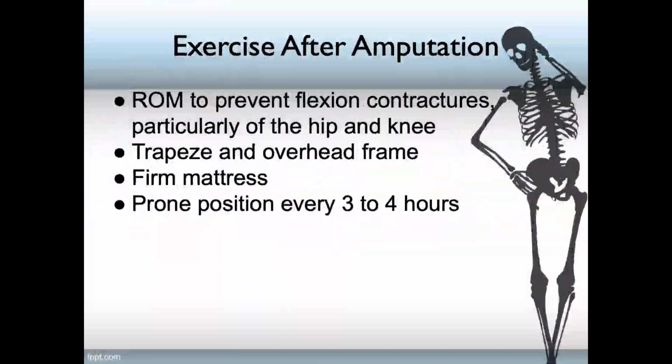A neuroma is a sensitive tumor consisting of damaged nerve cells, which forms most often in amputations of the upper extremity but can occur anywhere, whereas flexion contractures of the hip and knee are the most frequently seen in patients with amputations of the lower extremity. So use range of motion to prevent these flexion contractures. Use a trapeze and overhead frame to have the patient assist with movement, a firm mattress, and turn the patient over into prone position approximately every 3 to 4 hours.